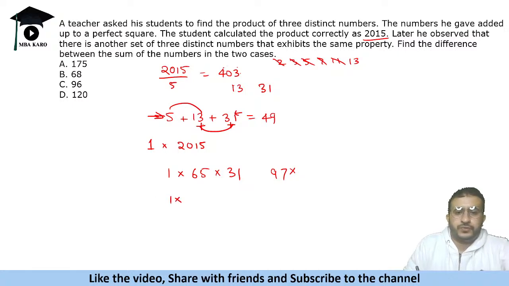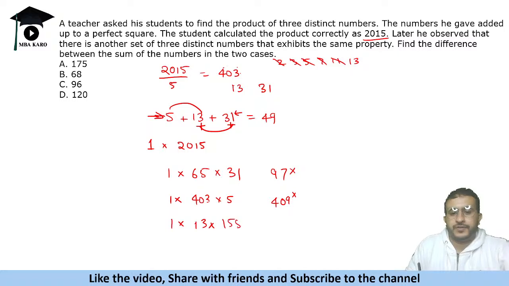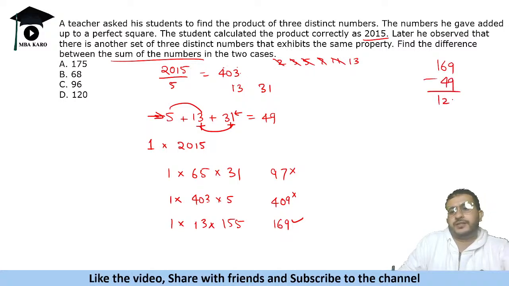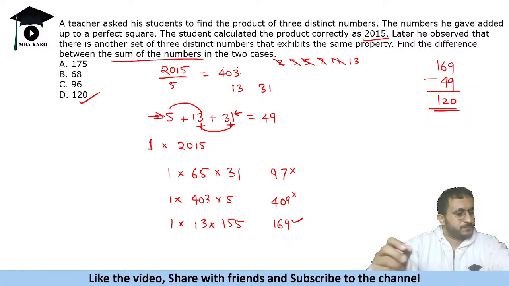1 into 13 and 31 एक साथ ले लेते हैं, that is 403, and into 5 sum is coming as 409, which is not a perfect square. Third case, if we take 1 into 13 into 31 into 5 is 155. So the sum is coming as 169, which is a perfect square. Okay. So the difference between the sum of the numbers in the two cases. One case it is 169, another case it is 49, and got the difference as 120.